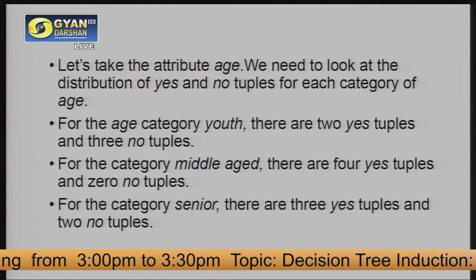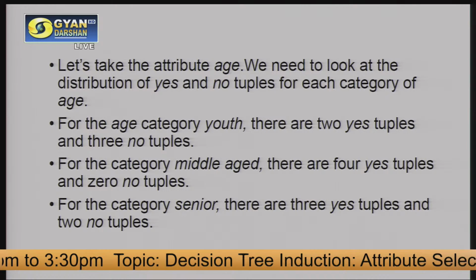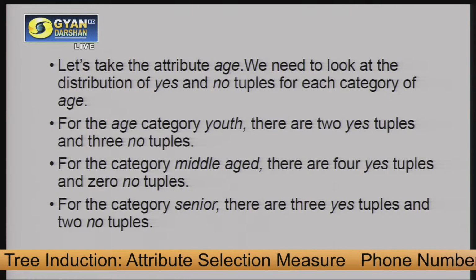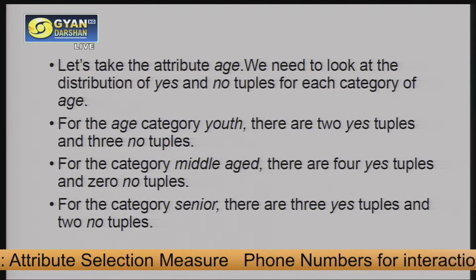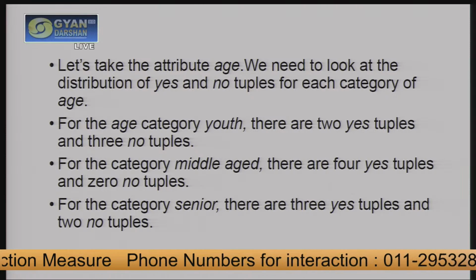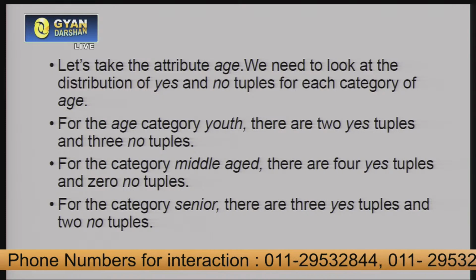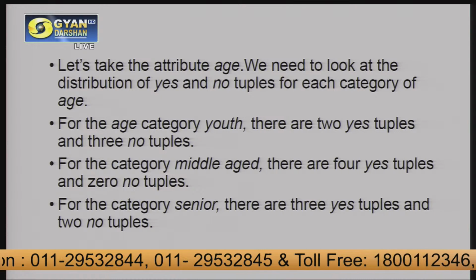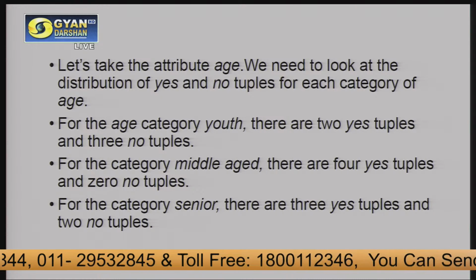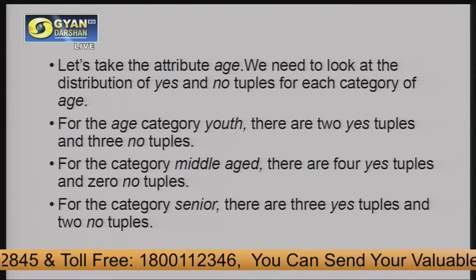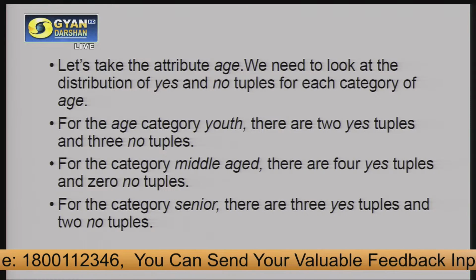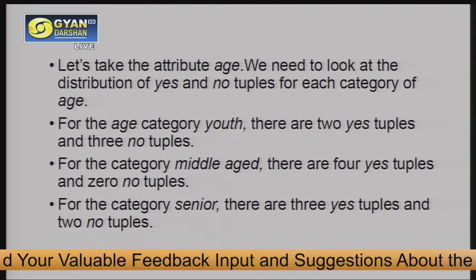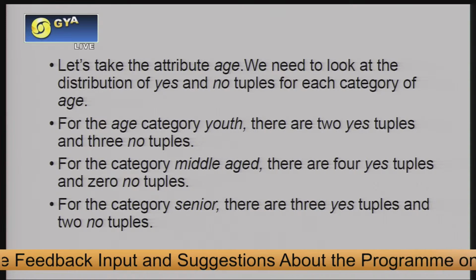So we can start with any attribute. Let's take the attribute age. For example, one can do the same thing with the other attributes such as student or credit rating or any other attribute we have. We have started with the attribute age, and we need to look at the distribution of yes and no tuples for each category of age. If we further categorize the age, as we mentioned, we have youth, middle age and seniors.